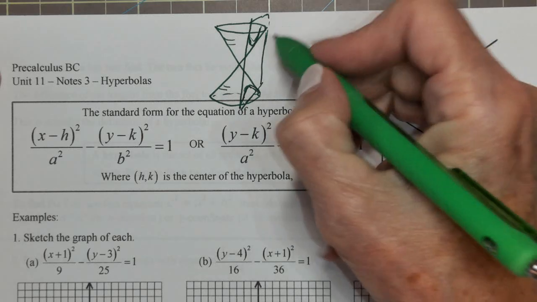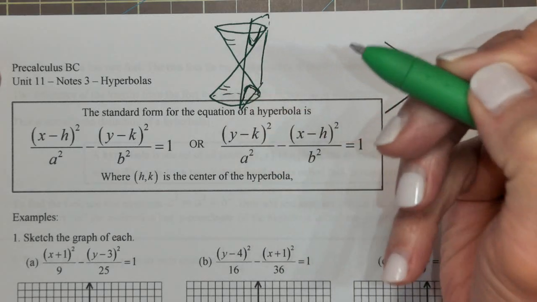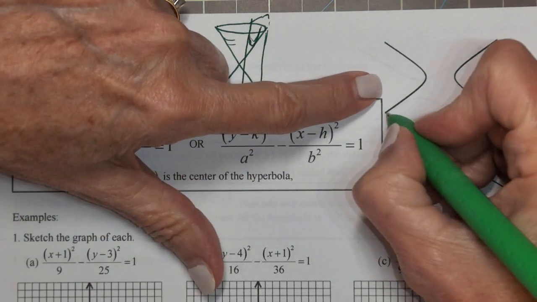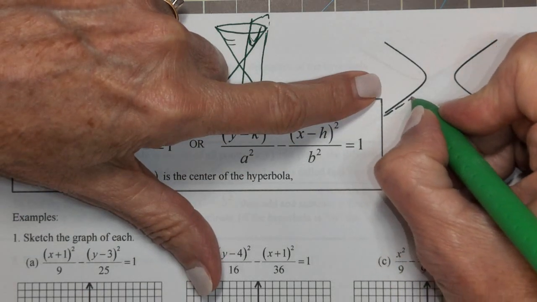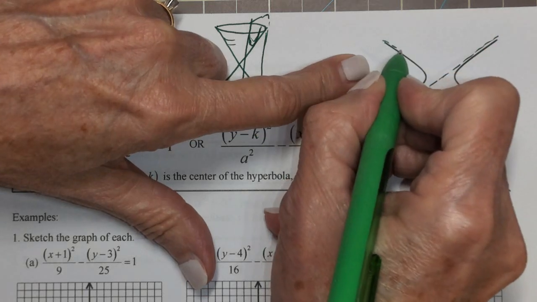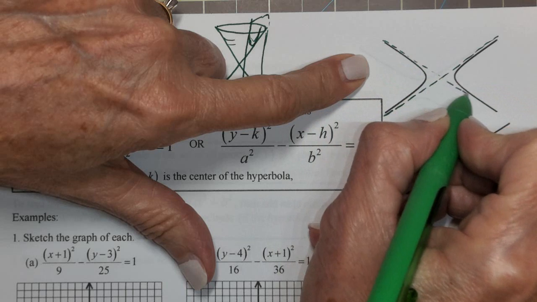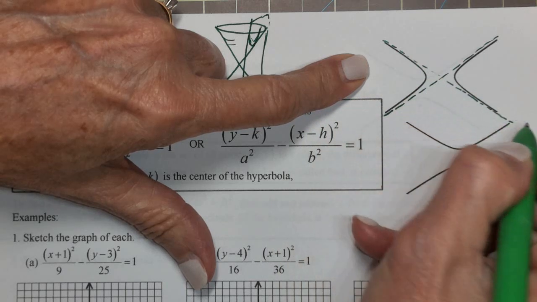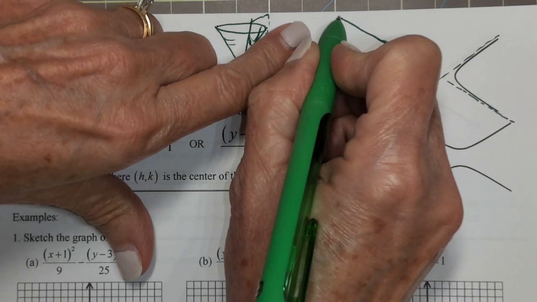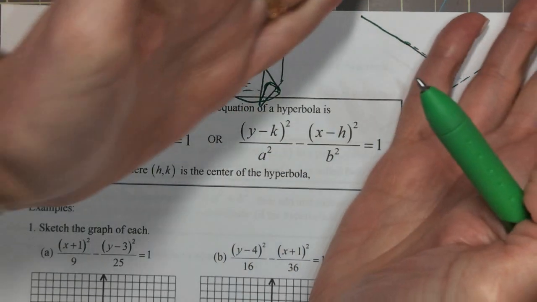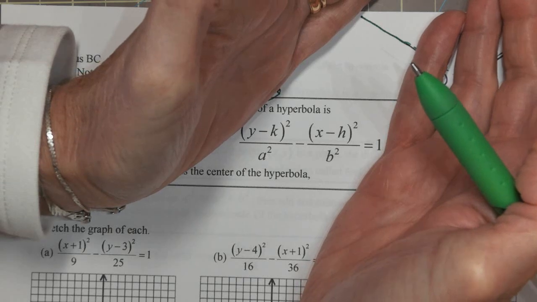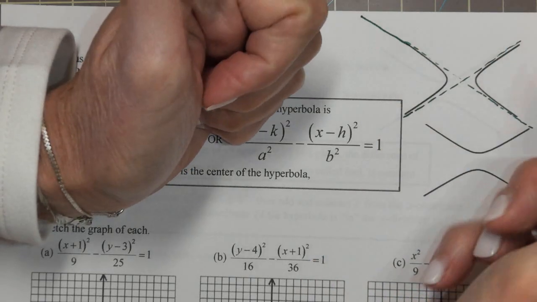They look like two parabolas, but they are not parabolas. Hyperbolas have linear asymptotes. These two legs, as they go on, get closer and closer and closer to these lines. So if I only showed you that part of it, you would swear it was a line. And it's not. It's part of the hyperbola.